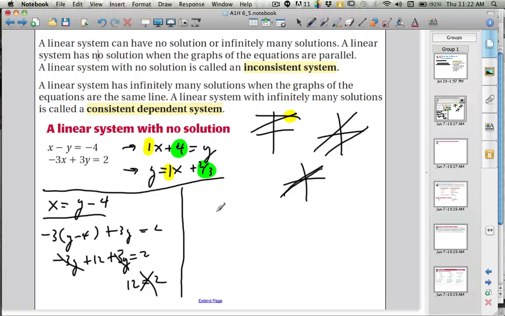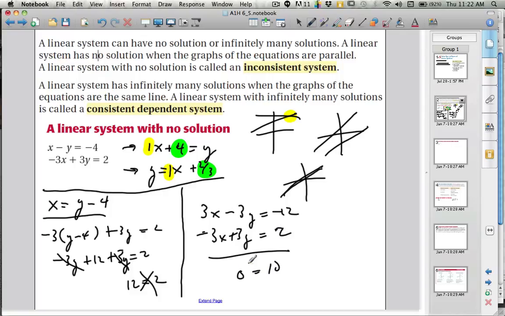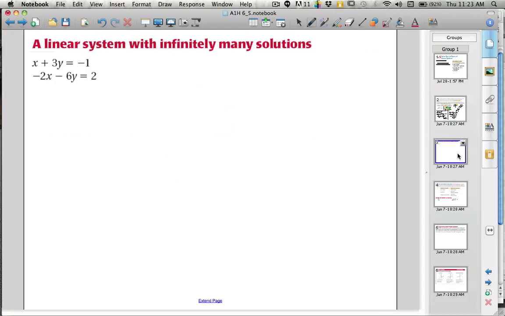If I did this with combination, I might take the first equation and multiply it by 3. I'll get 3x minus 3y equals negative 12. And I have negative 3x plus 3y is equal to 2. When I add them together, I'll get 0 is equal to 10, also untrue. So it didn't matter how I did this. If I graphed it, I would have gotten parallel lines. I did substitution and got an untrue statement. I did combination and got an untrue statement. Those are the signs of an inconsistent system.